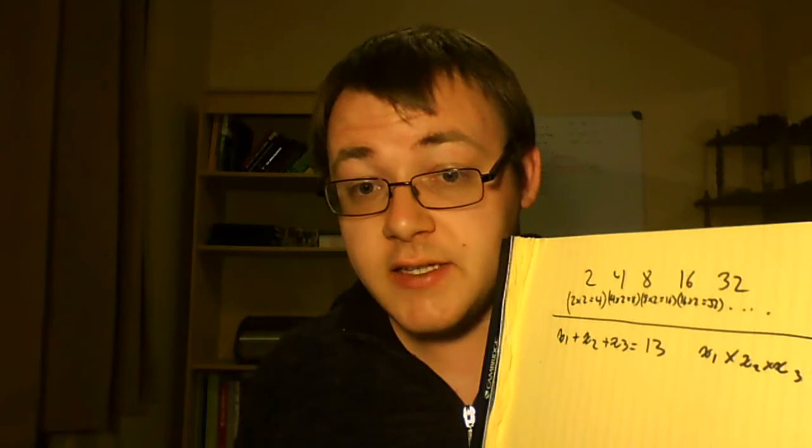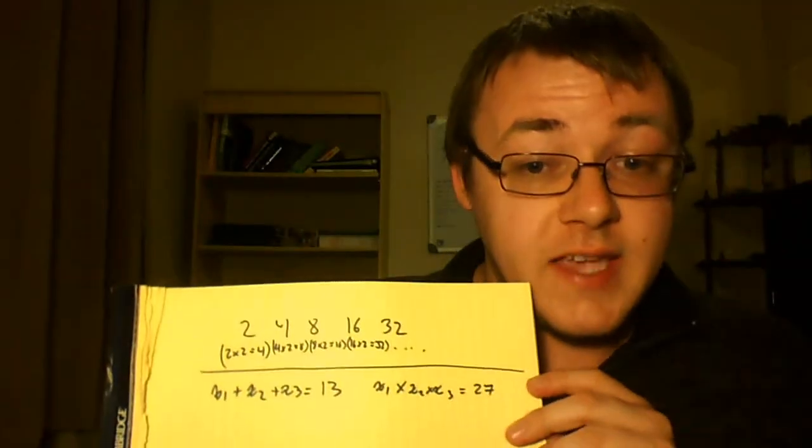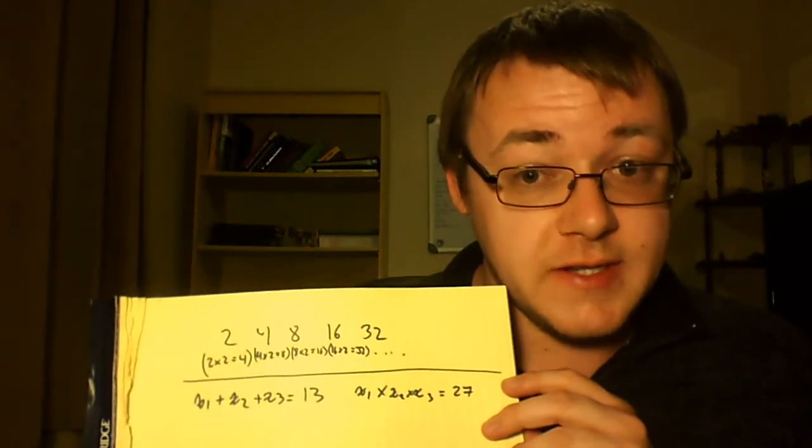But in the case of your question, we aren't given the numbers in the sequence. We're only given certain information regarding how the numbers would interact in certain situations. For example, we know that the first number plus the second number plus the third number equals 13, and that the first number times the second number times the third number is 27. So when we write down the information that we already know, we end up with something like this. x1 plus x2 plus x3 equals 13. And x1 times x2 times x3 equals 27.